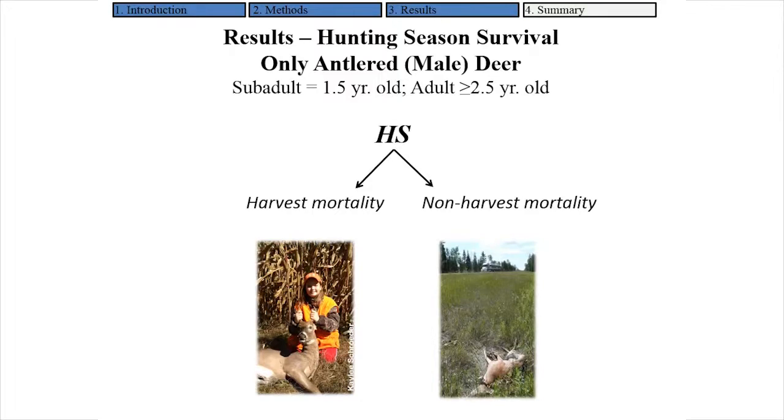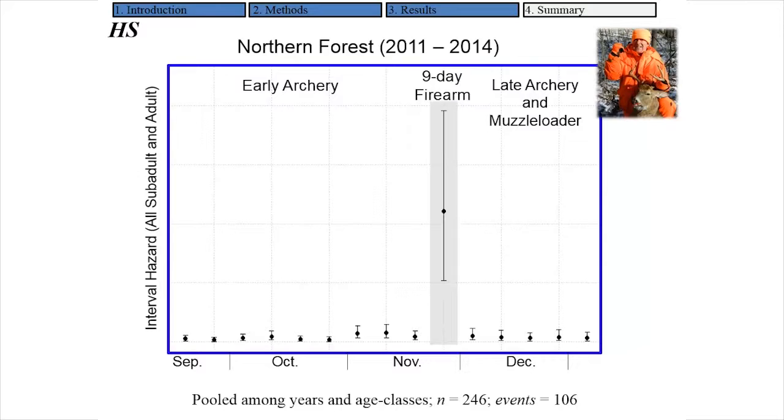For our bucks, that was 246 radio collared bucks. And as you would expect, which I assume is somewhat similar in Iowa, except for maybe the harvest doesn't occur as close to the rut, but a really high risk of mortality during the 9-day firearm season. So these intervals are all approximately 1 week long. You can see a much higher mortality rate or hazard rate in this example during that 9-day firearm season.